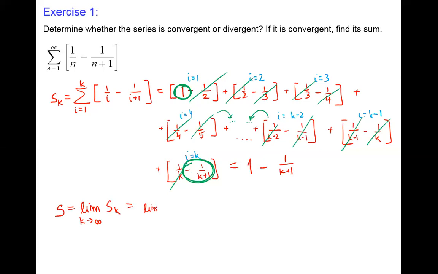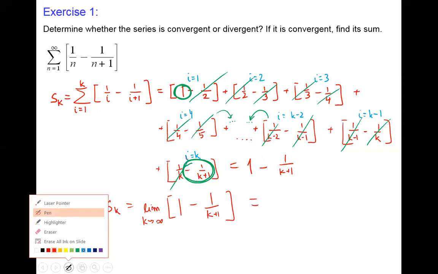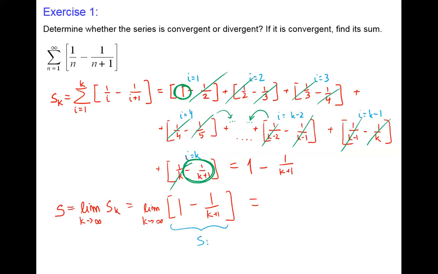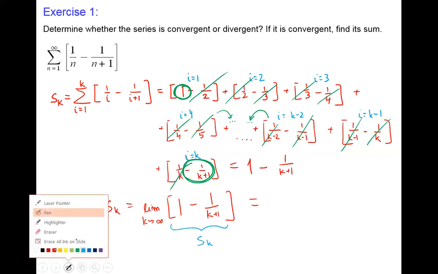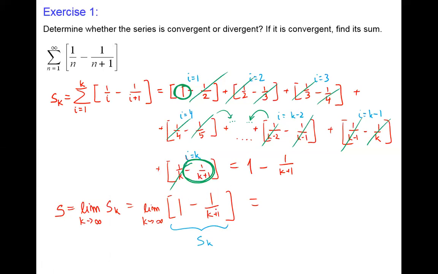That means the partial sum is defined as 1 minus 1 over k plus 1, right? This is the partial sum. One more time. And we can see 1 over k plus 1, where k is a huge number. That means 1 over a huge number is 0. 1 minus 0, of course, is 1. That means the sum is 1.